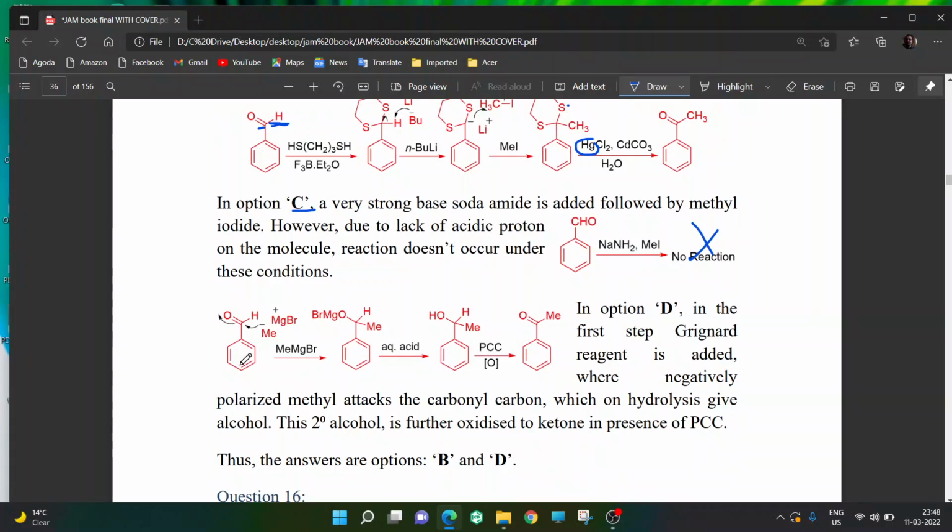Fourth reaction, let us see. It says you have benzaldehyde and you are reacting with a Grignard reagent, that is methyl magnesium bromide. You know in methyl magnesium bromide, the methyl has negative polarity and magnesium has positive polarity. So this Me minus will go and attack here. O goes up, you get O minus, MgBr plus, and then you put aqueous acid, you get OH. Now it is a secondary alcohol. If you oxidize a secondary alcohol, it forms a ketone. So you get acetophenone. So option B and option D are the right choices.